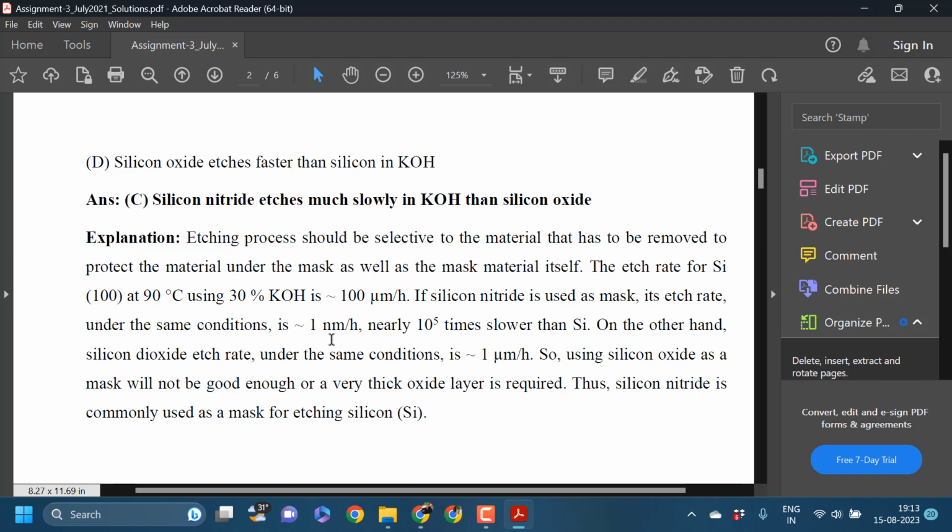This is because for every 100 microns of silicon that is eaten, only 1 nanometer of silicon nitride will be eaten away. But if you are using silicon oxide, for every 100 microns, 1 micron will be eaten away. That is much higher, right? So after a certain amount of time, the mask itself will erode away. So that is why we will be using silicon nitride instead of silicon oxide. So is that clear?